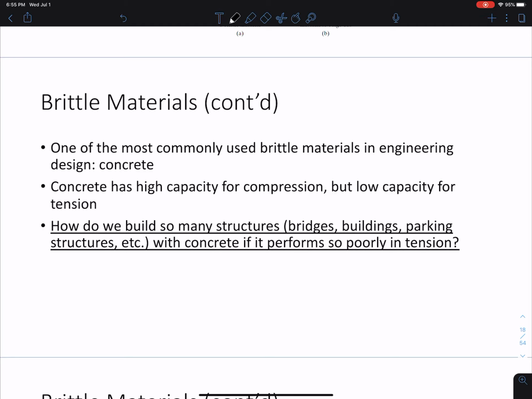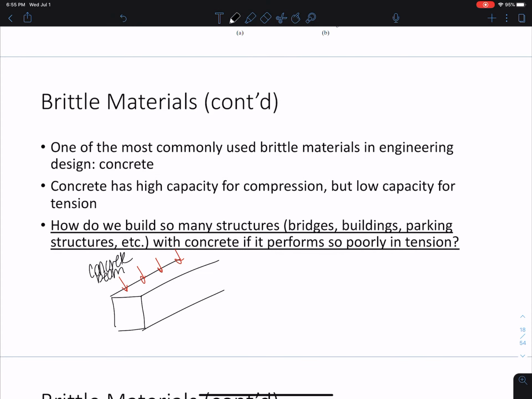So what we do is, let's say this is a concrete beam. We build a lot of parking garages with concrete beams. And we're applying some load. This causes the system to bend and deform. What happens is the top is in compression. That's okay, concrete's great at compression, but the bottom's in tension. How do we help the concrete out?